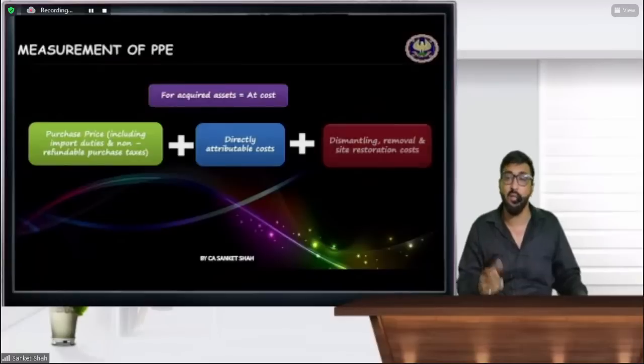So AS10, it talks about property, plant and equipment. What is the definition? It is a tangible asset which is expected to be used for more than 12 months and which is used in the production of goods or supplying of services or for administrative purpose or to give it on the rental basis.